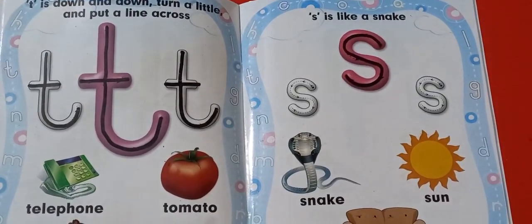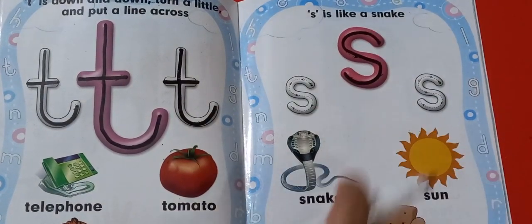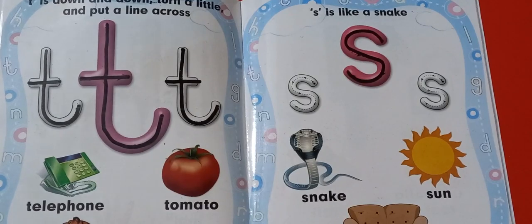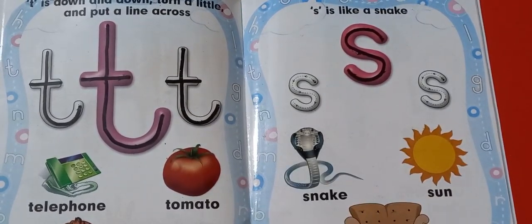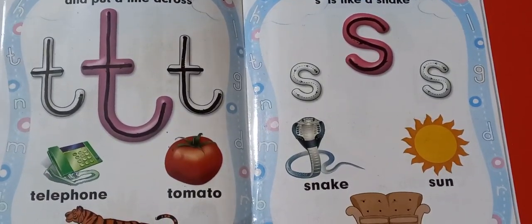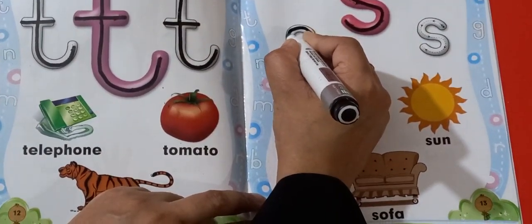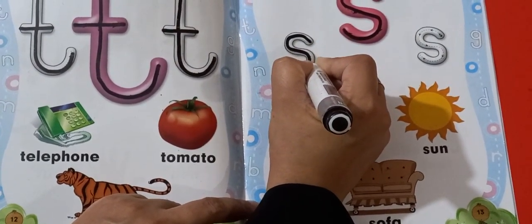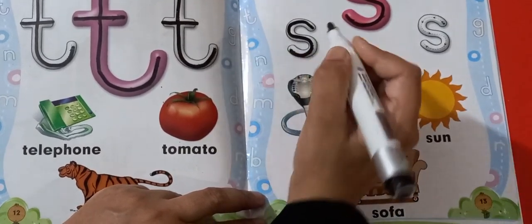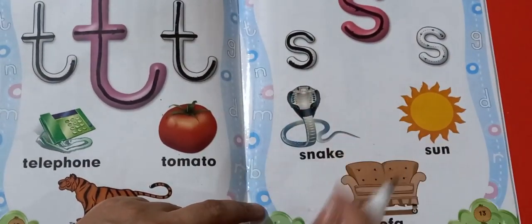In this way you are going to write the sound S. S is like a snake. Again we are going to trace the sound S. S is like a snake. Repeat after me. S is like a snake.